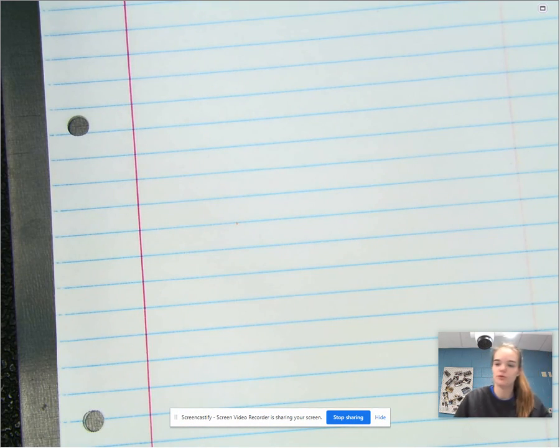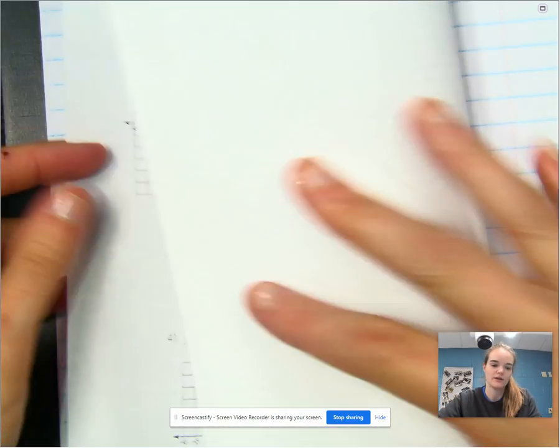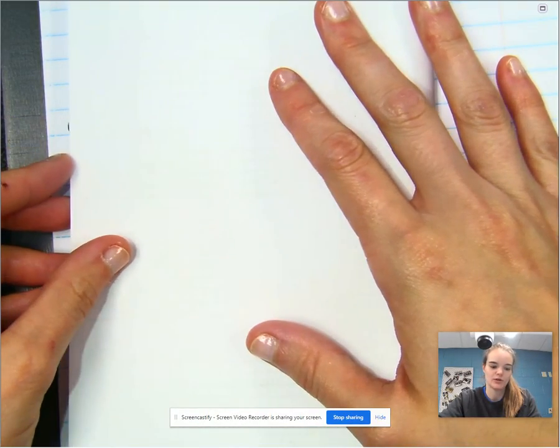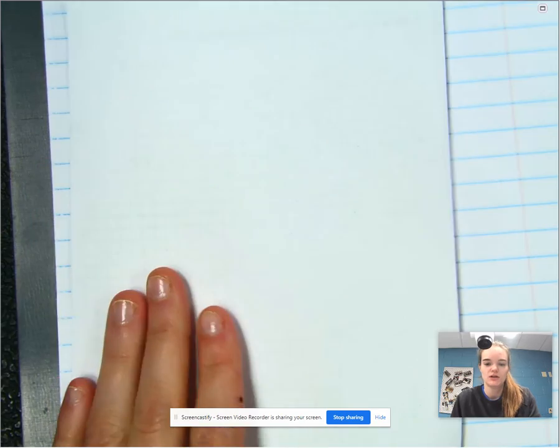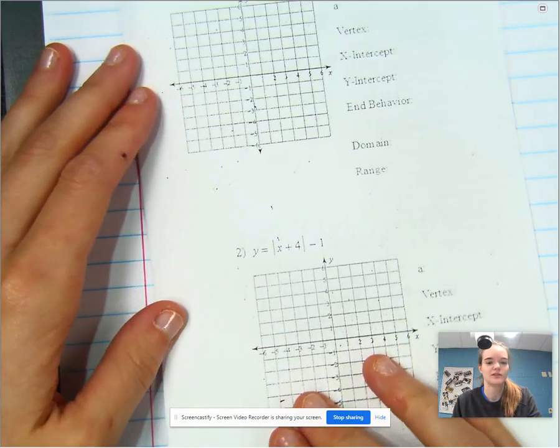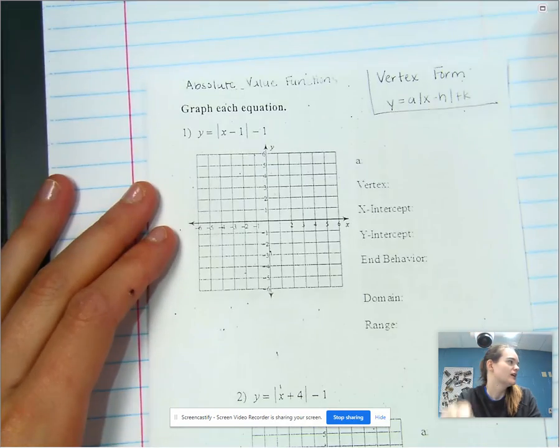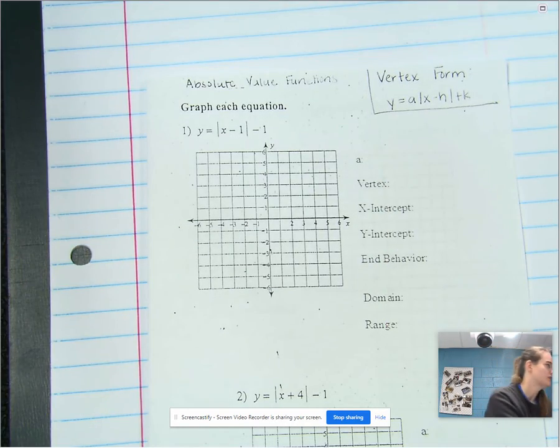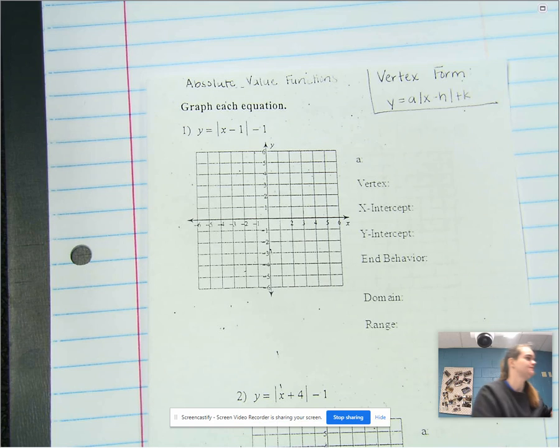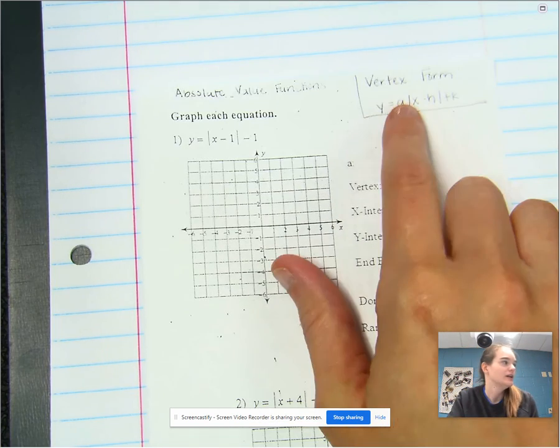So our foldable, we got 7 problems. We're going to graph them, then we're going to write equations as well. It looks like this. That's a blank piece of paper. It looks like this. We have Vertex Form up here in the top. We're going to talk about Vertex Form, and we are then going to graph these. So Vertex Form right here is very important.